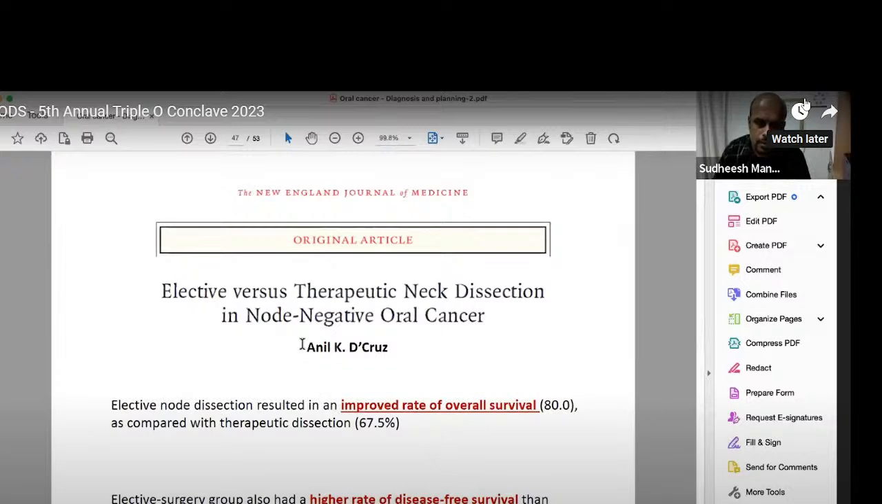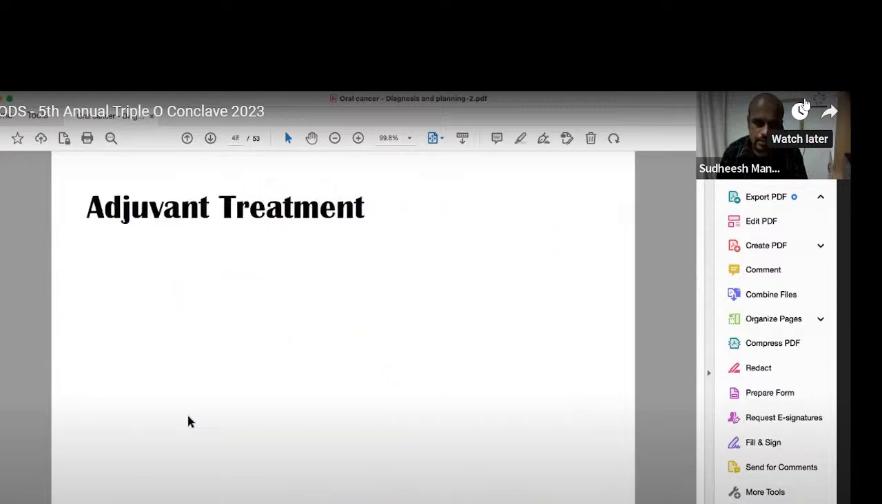This is another landmark paper from India, by Alan de Cruz, where he compared patients who underwent neck dissection and patients whose necks were kept under observation. So, neck dissection versus observation, and he found that doing neck dissection in oral cavity cancers improves the survival of the patient. So neck dissection is a standard treatment for all oral cavity cancers.